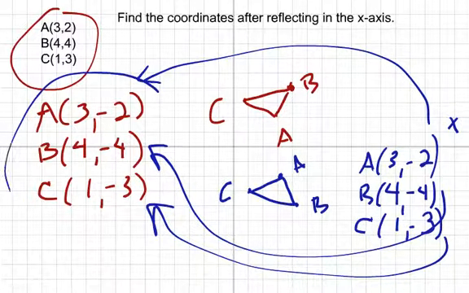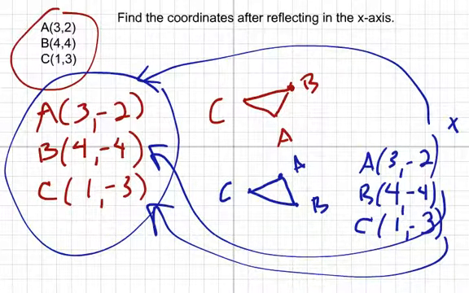For me, it would be just changing the sign in the front of the y values for all your points, instead of having to plot my points and draw it and then flip it and everything else. So that is how you do a reflection in the x-axis.